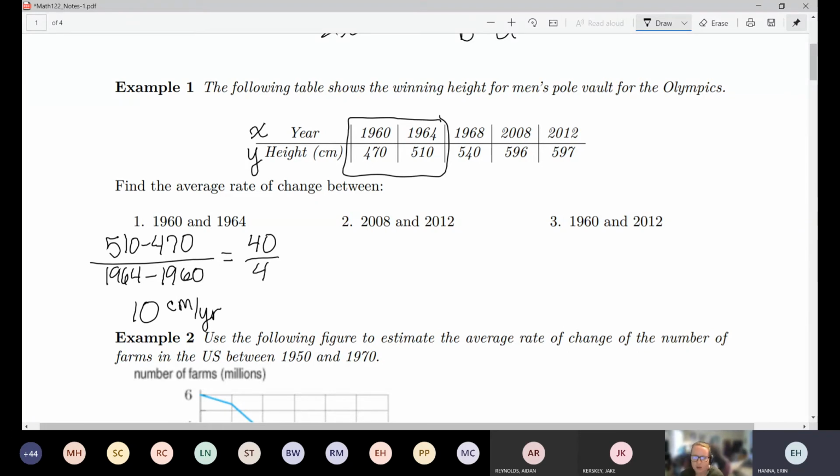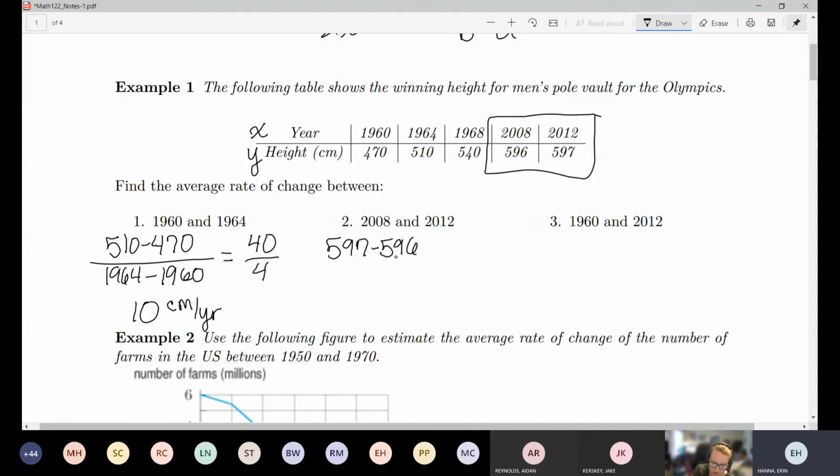And then say I wanted to find the average rate of change between 2008 and 2012? Let me go find those data points from 2008 to 2012 and find the slope between them. So 597 minus 596 over 2012 minus 2008. That's going to reduce to 1/4. The units are the same, so this is still 1/4 centimeter per year.